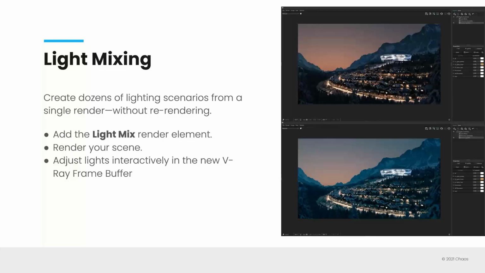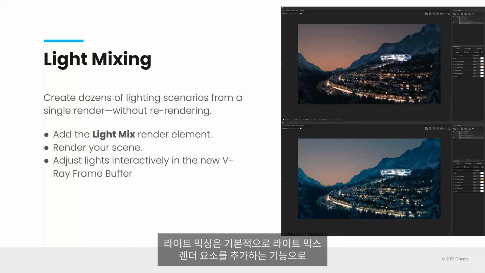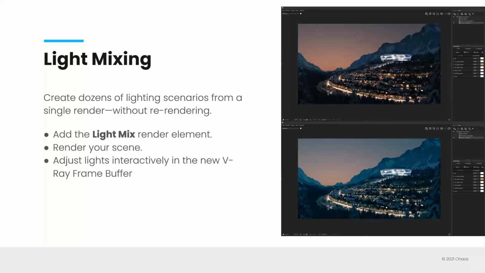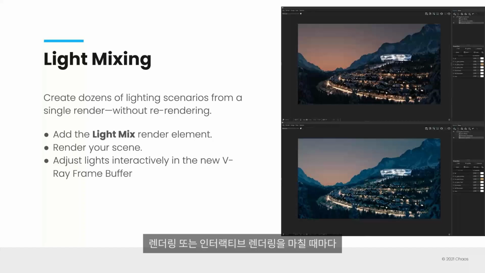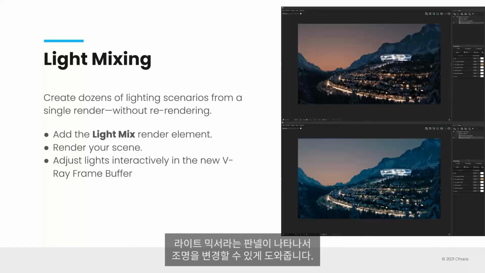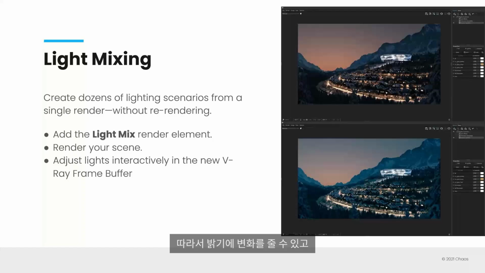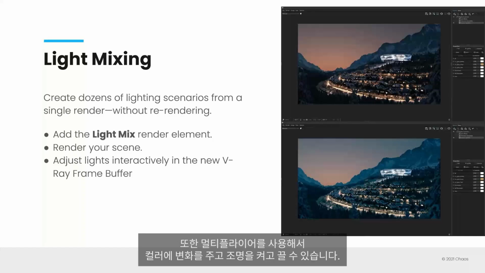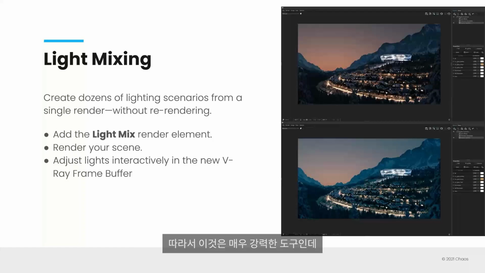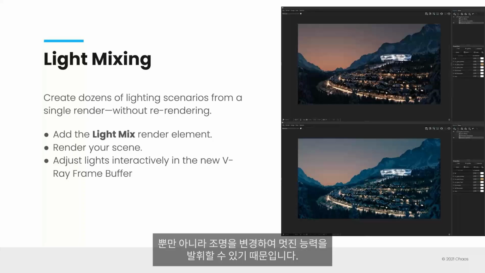So light mixing basically is the ability to add a light mix render element, and whenever you've done a render or even rendering interactively, this will give you a panel called the light mixer, which will allow you to make changes to your lights. So you can do changes to their brightness or using a multiplier. You can also make changes to their color, and you can turn lights on and off. So this is actually a really, really powerful tool because you can do all of this without needing to re-render anything. And in addition to that, the ability to change lights can actually give you some really amazing capabilities.